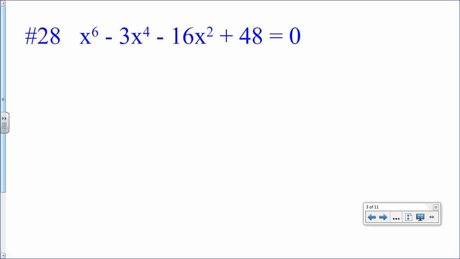Okay, so what's the degree? So how many solutions? I should get 6 solutions. All right, don't worry about the degree when you start factoring. You have 4 terms, so we should factor by grouping. Even though it's x to the 6th, I have 4 terms, so I need to factor by grouping.